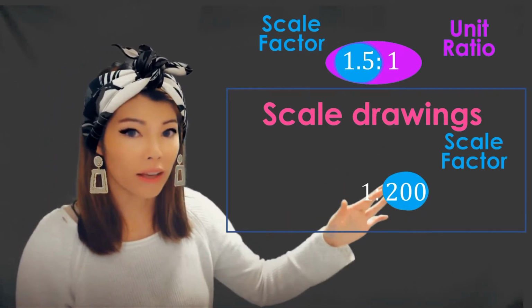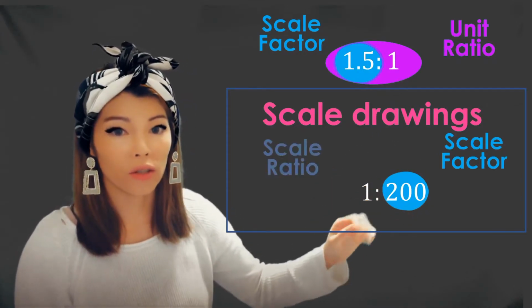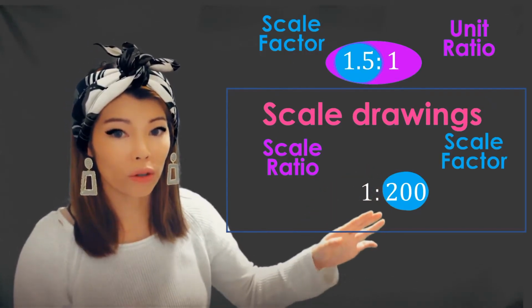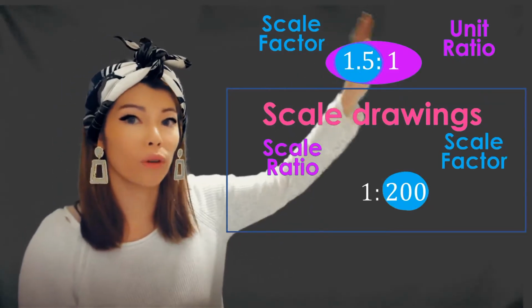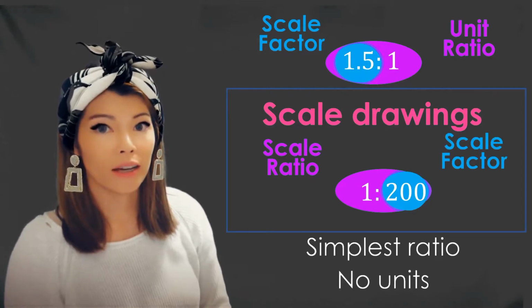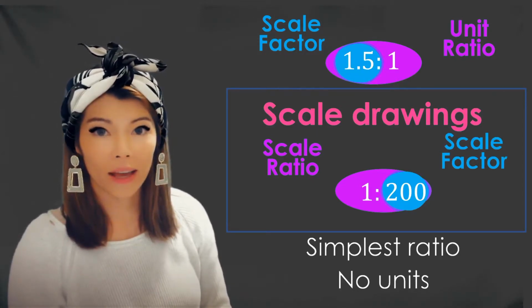And the whole thing is not called a unit ratio because it's not something to 1. The whole thing is called a scale ratio. So be very careful that in scale drawings we're using scale ratios, and when we talk about ratios that end with a 1 on the right side, they're called unit ratios. In both cases, we always use the simplest ratio and we omit any units.